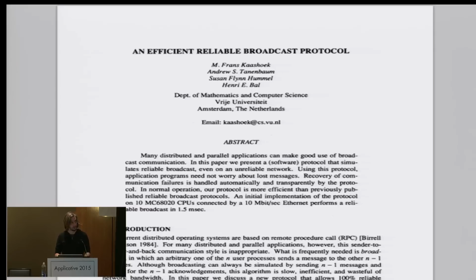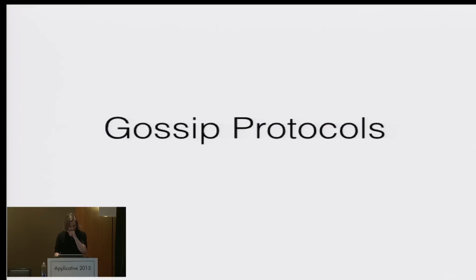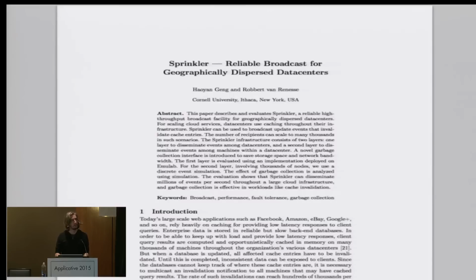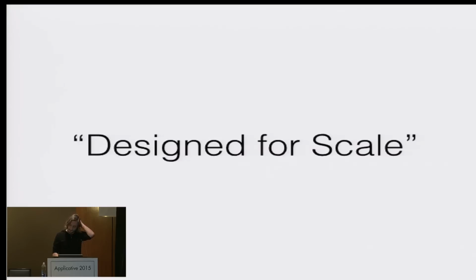Works fine for a small number of nodes, but then there's a class of gossip protocols. These started coming out in the probably late 80s and 90s, and they're still coming out today. There's plenty of gossip protocol research being done, things like Plumtree or Sprinkler, which came out a couple years ago. These are interesting because they're designed for scale. The idea is that you should be able to deploy these across tens of thousands of servers and do hundreds of thousands of messages per second through them.